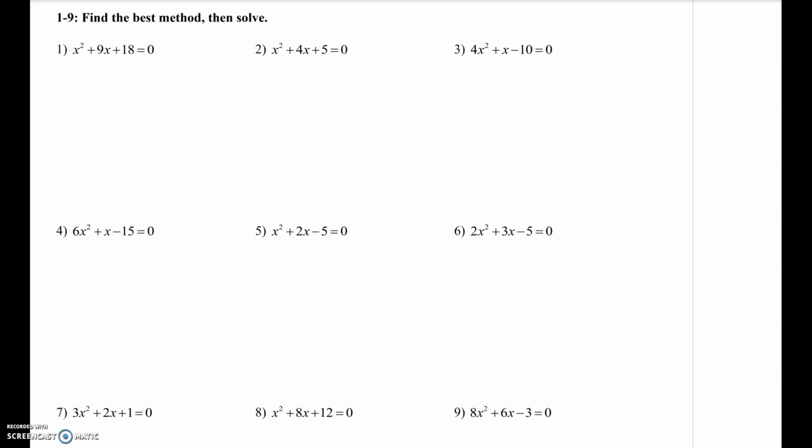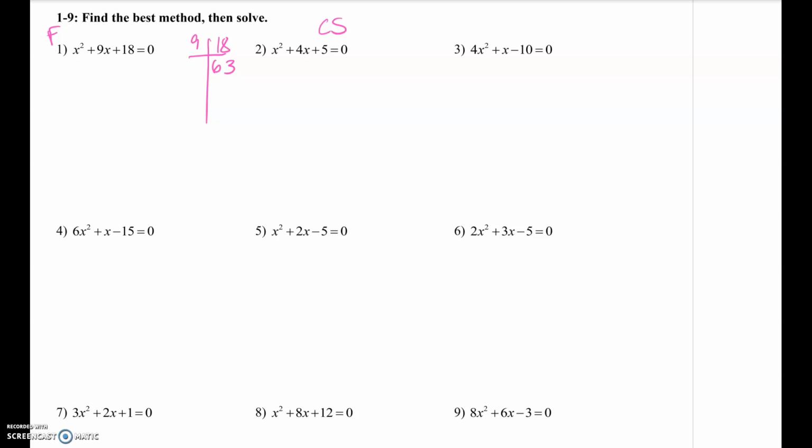So for number 1, I noticed that A is number 1, but B is not even. So I'm going to try factoring. And factoring, I think, is going to work. Because I'm going to have 18 and 9. And I think, oh yeah, 6 and 3. So that one came to me right away. For number 2, A is 1 and B is even, so I'm going to use completing the square.